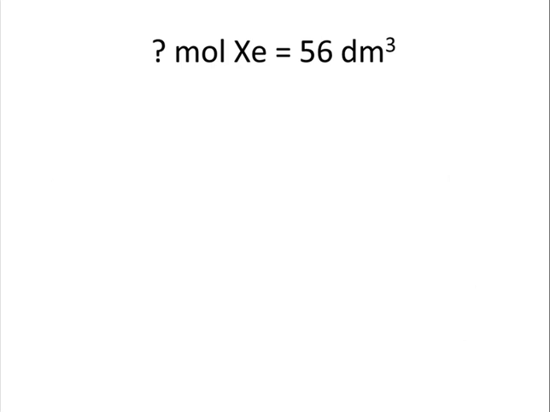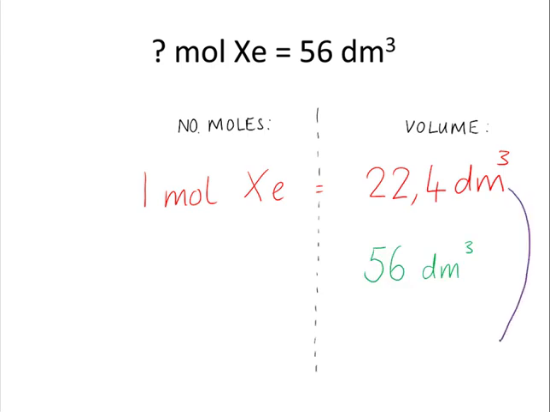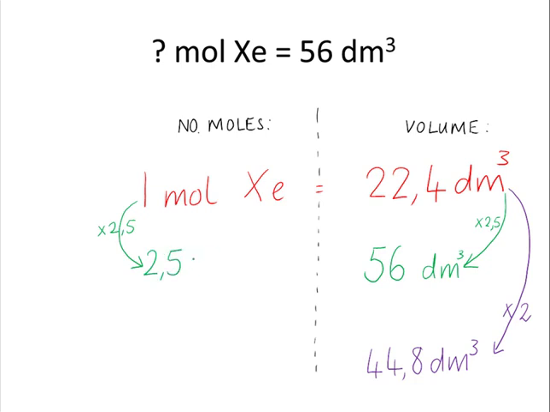Notice we could have reasoned this through, because if you had a mole of xenon at STP, it would have had a volume of 22,4 decimeters cubed. Now 56 is clearly more than double. Double would have been 44,8 decimeters cubed. 56 is 44,8 plus another 11,2, which is half of 22,4. So we can see that 56 is 2.5 times more than 22,4. If you'd had 22,4 decimeters cubed, that would have been 1 mole. Now you have 56 decimeters cubed, which is 2.5 times more than 22,4, so you must have 2.5 moles of xenon.